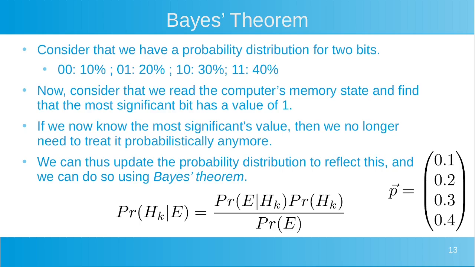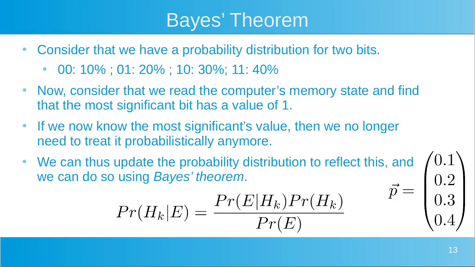So now let's talk about Bayes' theorem. Consider we have a p-bit vector where the probability distribution of a 2-bit computer, so it has 2 bits of memory, is 10% for the bits being in configuration 0, 0, 20% for the bits being in configuration 0, 1, 30% for the bits being in configuration 1, 0, and 40% for the bits being in configuration 1, 1.